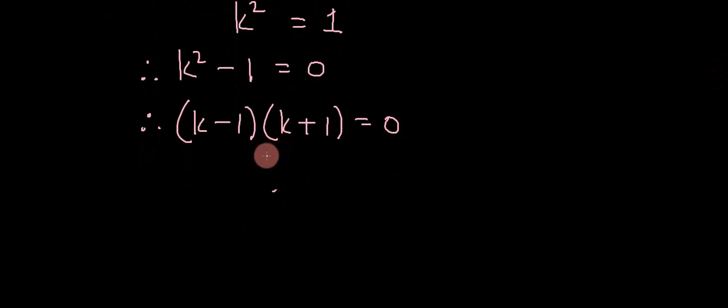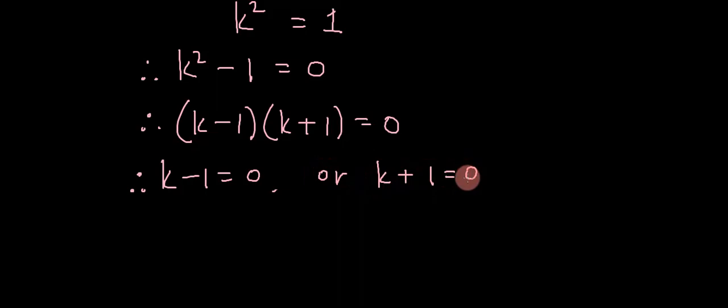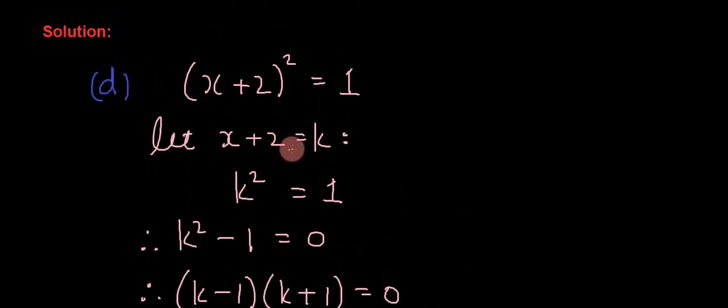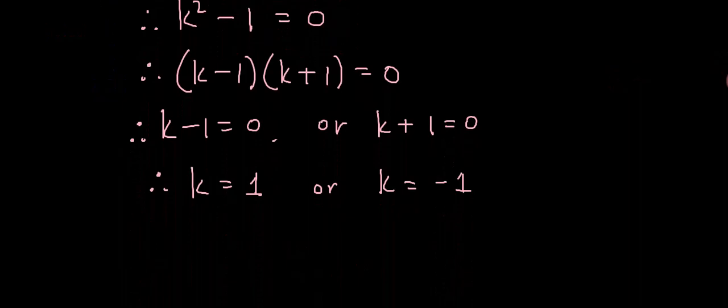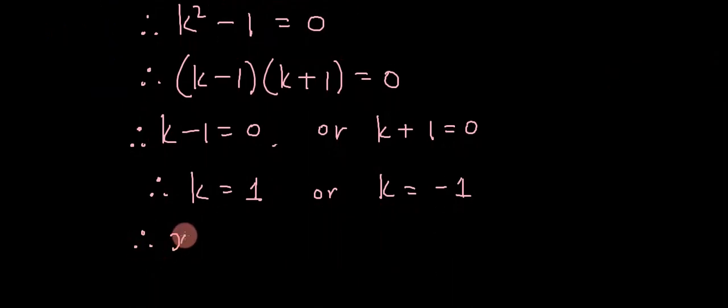We can use the zero product rule. So k minus 1 is 0, or k plus 1 is 0. And in solving for k, k will equal positive 1, or k will equal negative 1. Now, remember that we said x plus 2 is equal to k. So that means that x plus 2 must equal 1, or x plus 2 must equal negative 1.